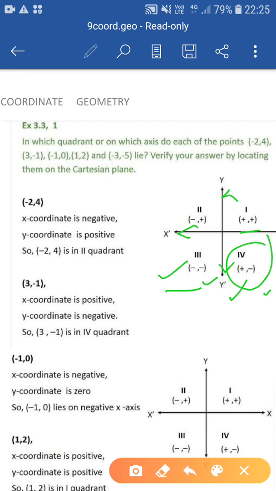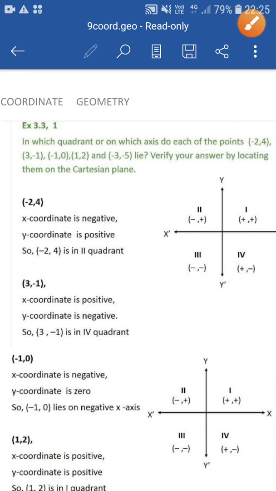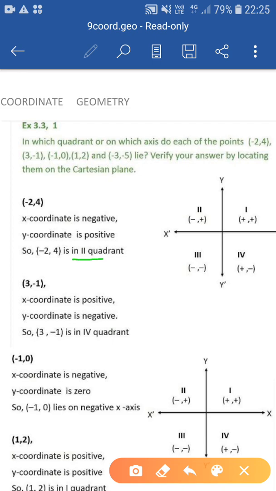So let us move to the first point, which has the coordinates (-2, 4). We can see that the x coordinate is negative and the y coordinate is positive. Therefore, by looking at the quadrant system and the signs of the coordinates, we can say that this point lies in the second quadrant. Similarly, the second point, (3, -1): here the first coordinate is positive and the second is negative, so it will lie in the fourth quadrant.